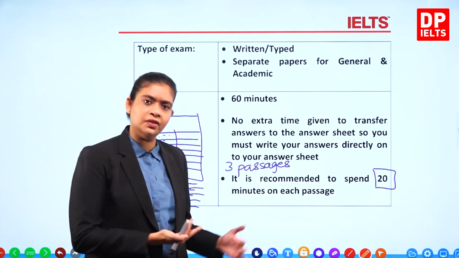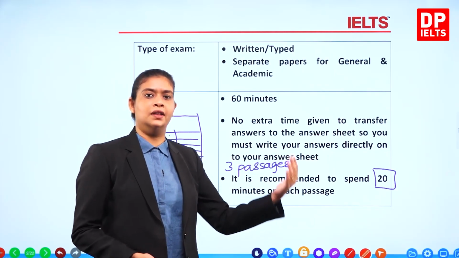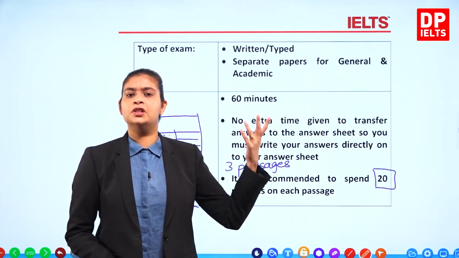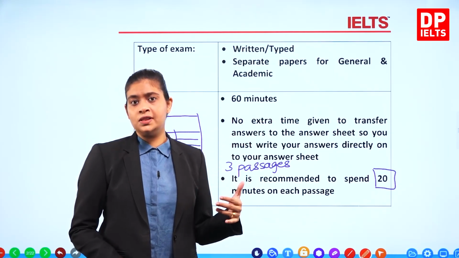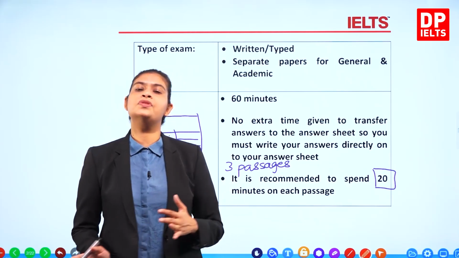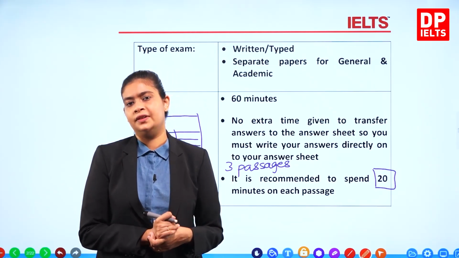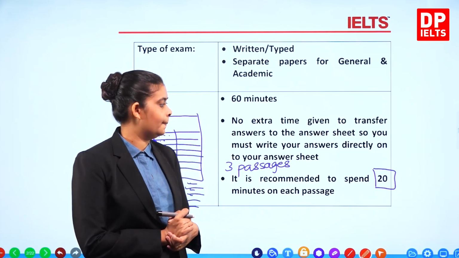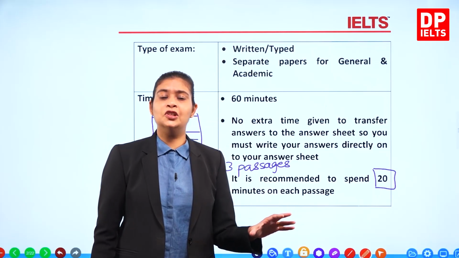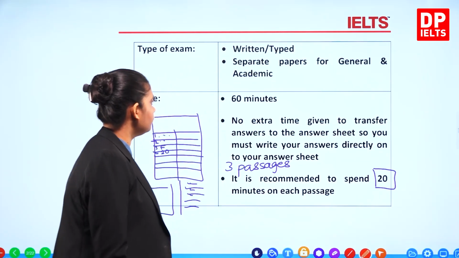Because we have done the sub-skills and I've trained you a lot to find the answer: sentence completion, gap fill, multiple choice, true, false, not given, right? So now it's to use that practice, those sub-skills, to find the answers, okay? The recommended time for you to spend on each passage is 20 minutes, okay?